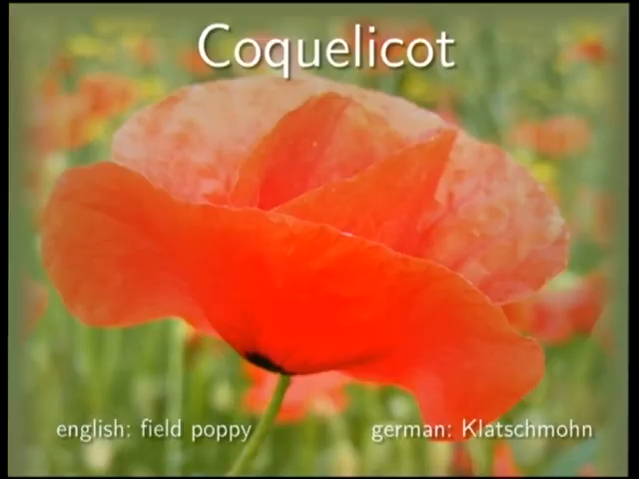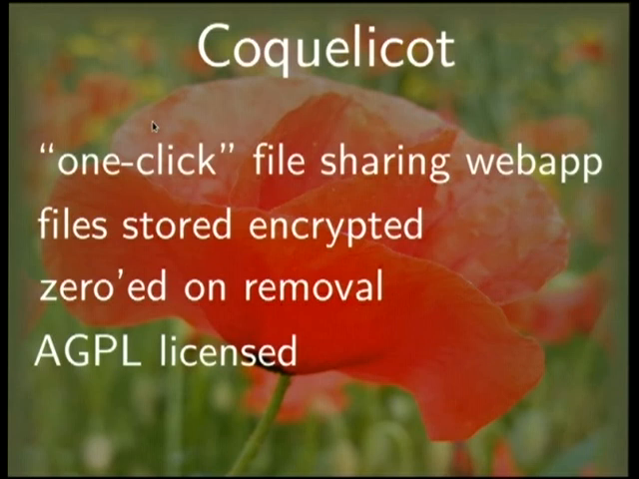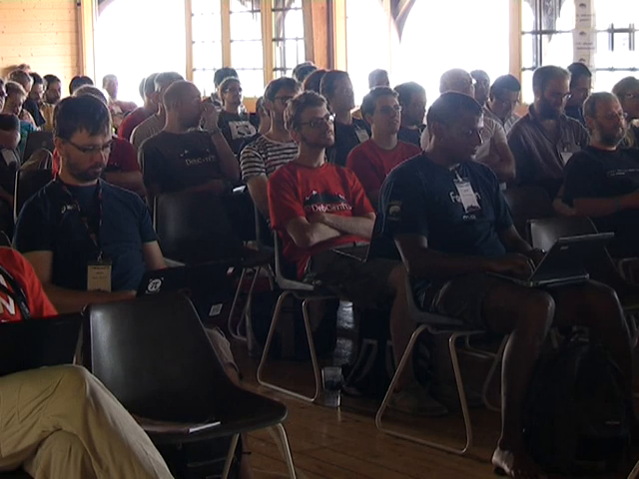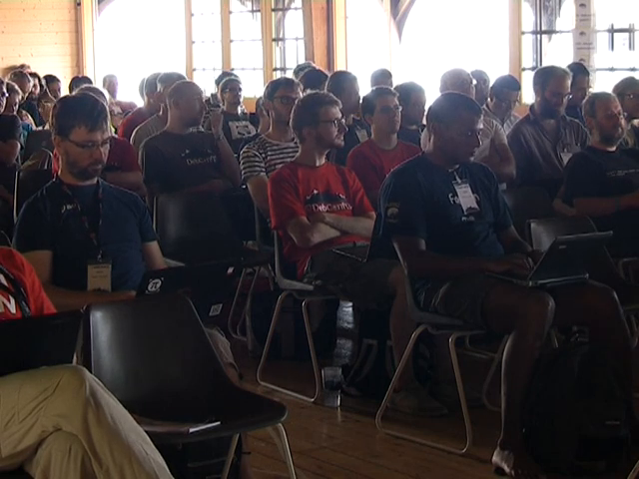So Cocalico, sorry to the English speaking people, is basically a one-click file-sharing web app. It's the same thing as Giraffe. You just give it a file and it gives you a link. But the twist is that it actually stores the file encrypted on the server, and when the files get removed due to expiration, they get zeroed, so the content cannot be retrieved, and it's also AGPL licensed.